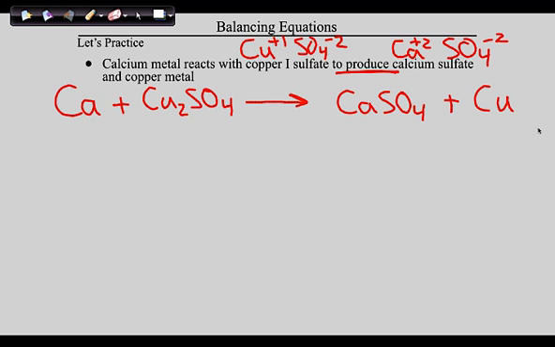So it's just like what we did before. 1 calcium, 2 coppers, 1 copper. So we need a 2. Can we balance the sulfates in place? Does it break apart? No. 1 SO4, 1 SO4, and we're done. So guys, there you have it.